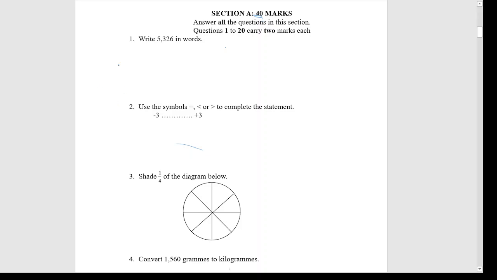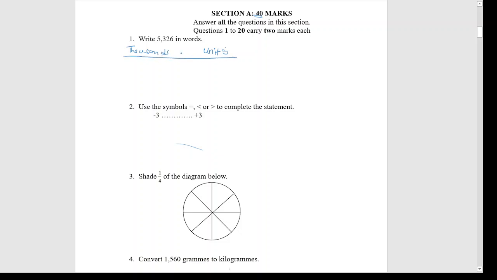Number one, it is saying write 5,326 in words. When you look at this number 1, they have been testing this right from the early classes, from P2 up to P7. We have been writing these numbers in words. Therefore, as a good learner, you are going to arrange your work. Neatness is very paramount. So we are going to divide our counting numbers into 2 sections: one for units, and another section for the thousands as we are counting.